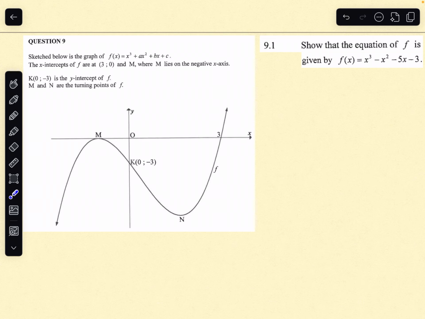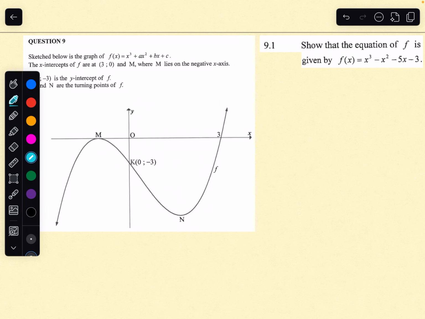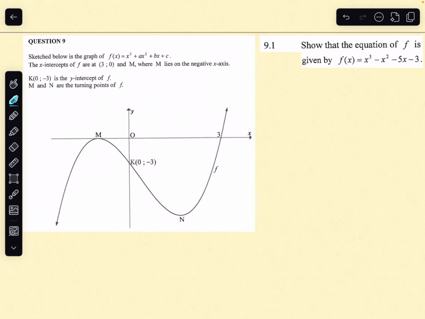So what clues are we given here? We're told we have a y-intercept, so that gives us one equation. We have an x-intercept, so that gives us another equation. We also know that the other x-intercept is a turning point as well. That might be useful. We're trying to find 3 unknowns, so we're hoping for 3 equations to come out of these clues.